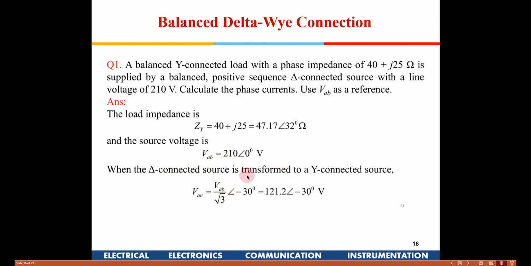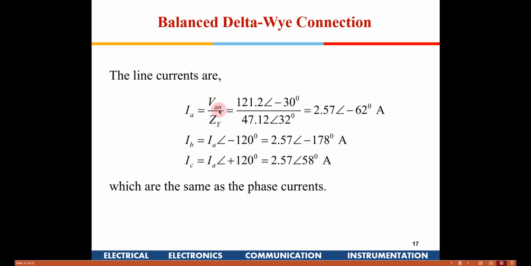Now if I have to find the phase current, I can do one thing: I have to find out the line voltage, then the phase voltage, and divide it. To find the phase voltage, I am dividing by √3, right? So now I can do the phase voltage divided by the impedance, and I will get the line currents here, which are the same as the phase currents. Okay, so that is how the delta-Y connection works.